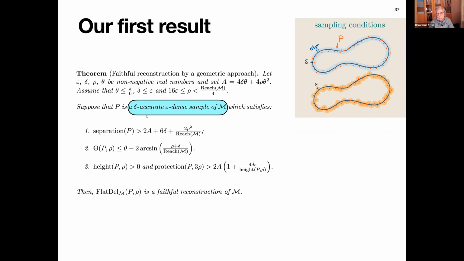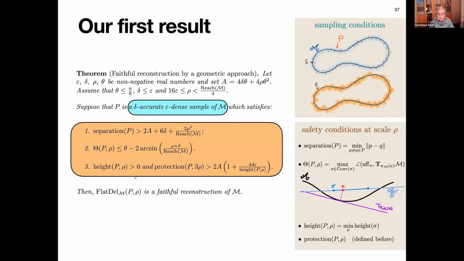So for the sampling condition, it's something realistic and usual. We will assume the point set to be delta-accurate, meaning that the points are at distance at most delta from the manifold. We also assume that the point set is epsilon-dense, meaning that any point on the manifold is at distance at most epsilon from a point of the point set. Okay.